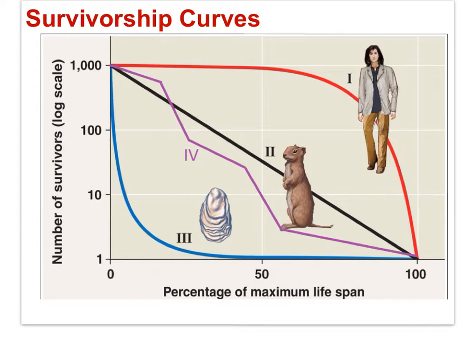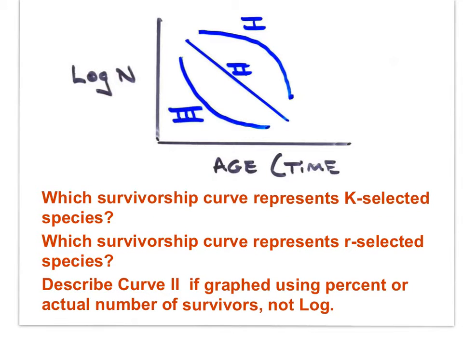Spend some time with this slide to review survivorship curves and their relationship to R-K selected species. So here's a chance to review. You can turn the movie off now and practice, or you can follow along with me. The curve that represents the K-selected species is this type 1 curve. The R-selected species is this type 3 curve. Note that this is a log scale. Curve 2 is a straight line when the y-axis is scaled in log form, but if graphed using percent or actual numbers, we would see that type 2 would look like this, and type 3 would look like that.